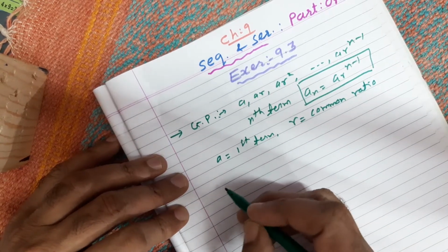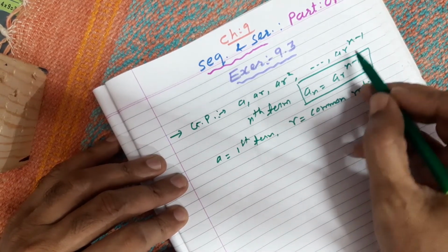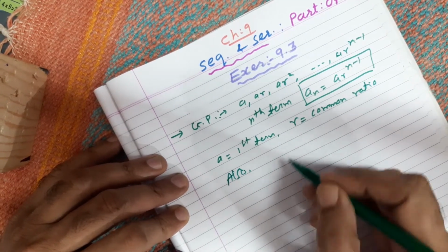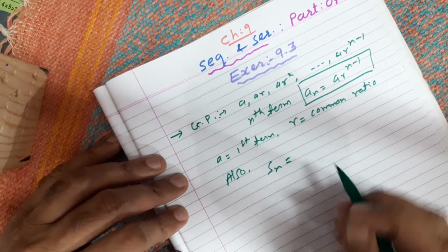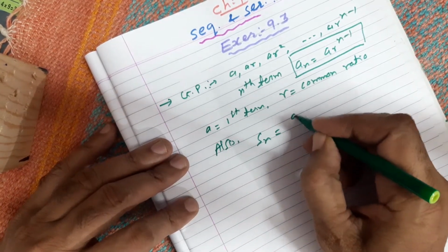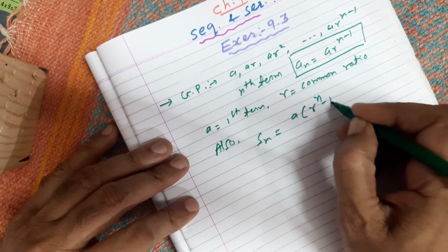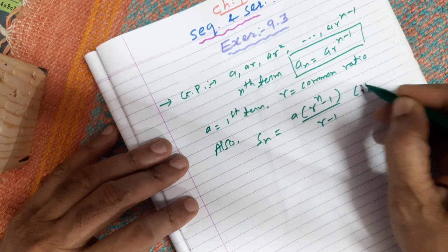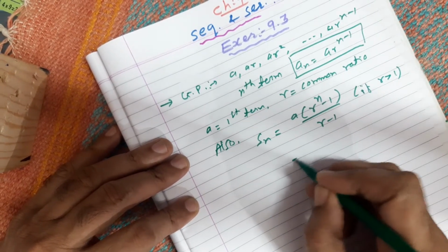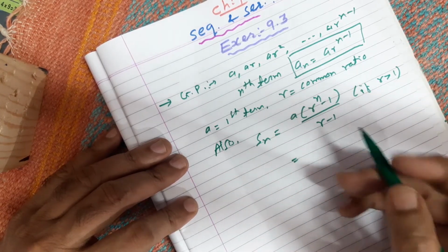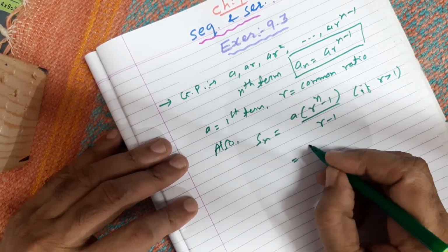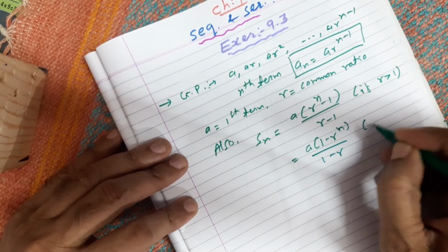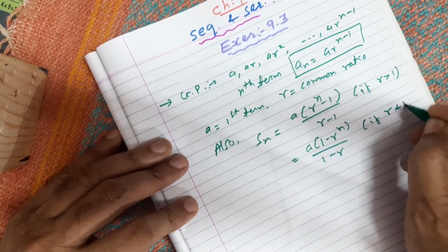Then also we have studied the sum of the first n terms of the geometric progression. The Sn notation was there, and the formula is a into r raised to n minus 1 upon r minus 1 if r is greater than 1, or you can use the same formula by interchanging the terms in the numerator and denominator, and it will be 1 minus r raised to n upon 1 minus r if r is less than 1.